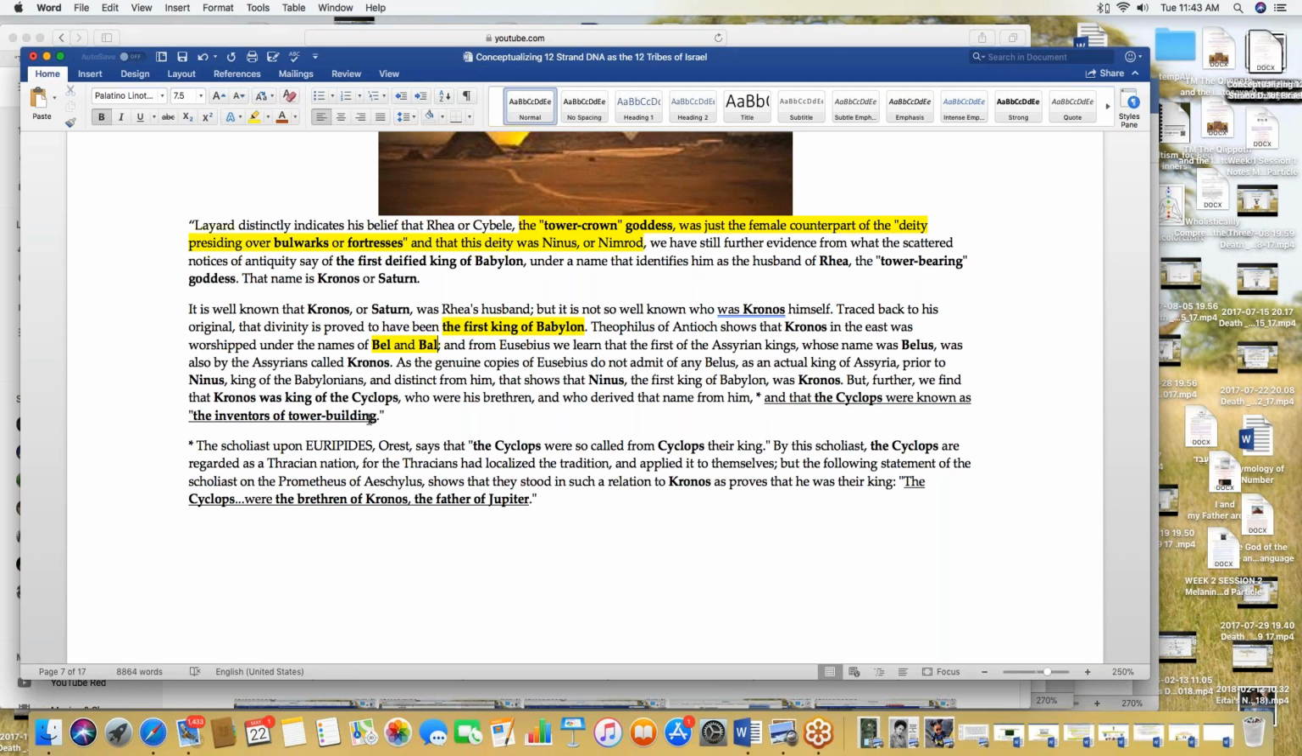But further we find Kronos was king of the Cyclops. Y'all got that third eye open? Their eyes were opened, all three of them, who were his brethren and who derived that name from him. And the Cyclops were known also as the inventors of tower building. Wow.